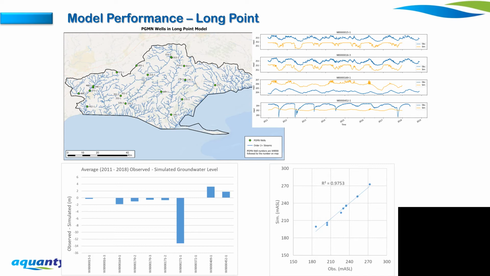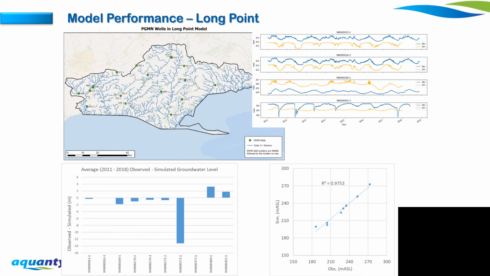The bar chart in the bottom left shows the difference in average observed water levels and average simulated water levels over the 2011 to 2018 time interval. For the most part, the differences are less than 3 meters. But there's one well where we see the difference is 13 meters, with the model overestimating the water levels.